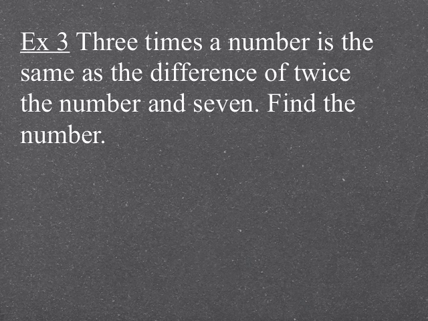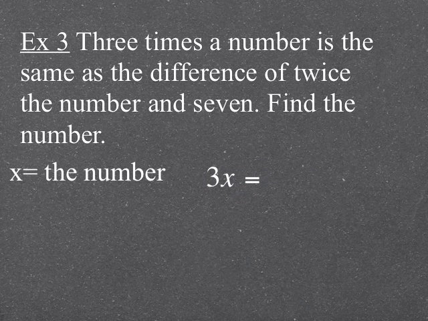3 times a number is the same as the difference of twice the number and 7. Now that sounds horrible. Just take it a phrase at a time. So first of all, find the number. Okay, my number is x. You could have your number be P, Q, your initials, whatever. 3 times a number, that would be 3 times x. Is the same as, that's going to be my equal sign. The difference, what does difference mean? Difference means minus. The difference of what? Twice the number. Oh, I know how to do twice the number. That's 2 times x and 7. Okay, there's my equation. And I would subtract 2x from both sides and get x equals -7.